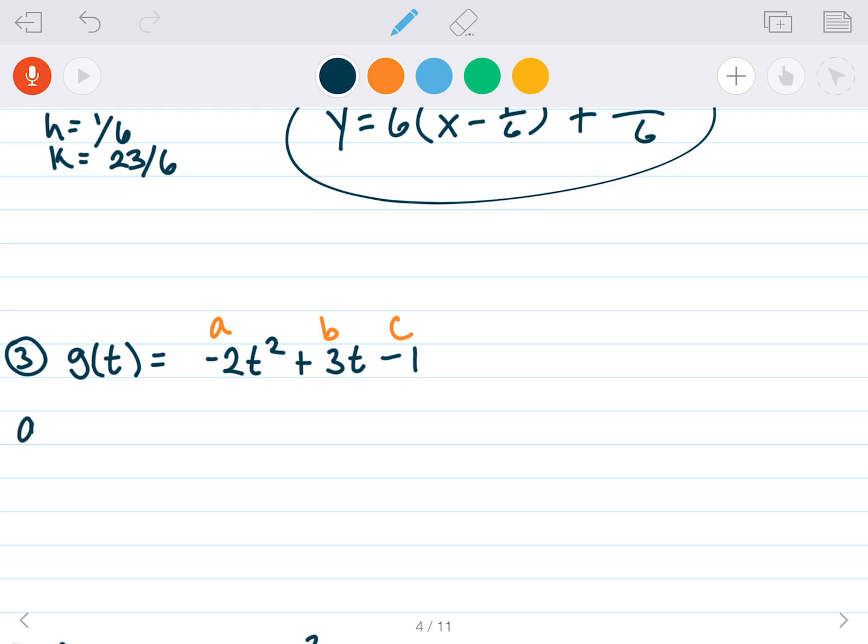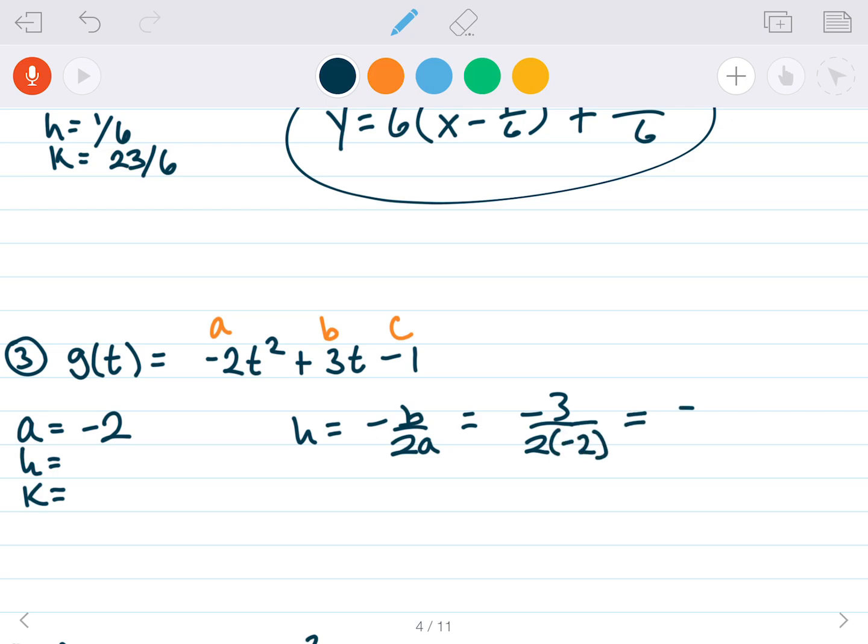So right off the bat, we know that our a in vertex form is going to be -2, and we need to figure out what h and k are. So h, my formula says h is -b over 2a, and b is 3, so h is -3 over 2 times -2. Simplifying out the bottom, we get -3 over -4, and those double negatives divide each other out to be positive. So h is 3 over 4.